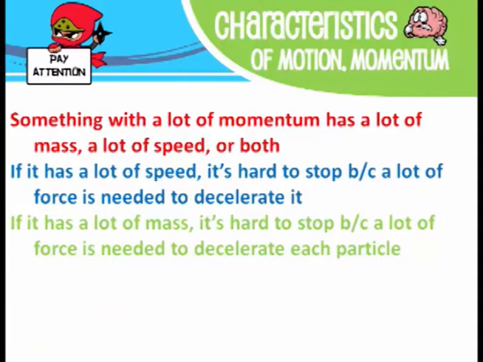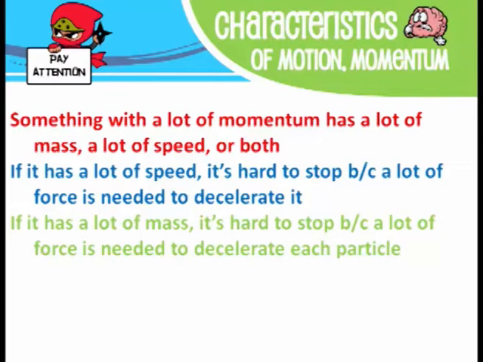Alright, so there's two different ways of looking at momentum. Something with a lot of momentum has a lot of mass or a lot of speed or both. So the equation for momentum, which we're going to talk about in a little bit, is mass times speed. If it has a lot of speed, it's going to be hard to stop because you need to get it from like 60 miles per hour down to 0 instantaneously, right? If someone throws a baseball at you at 100 miles per hour, it's going to hurt your hands because you have to stop it.